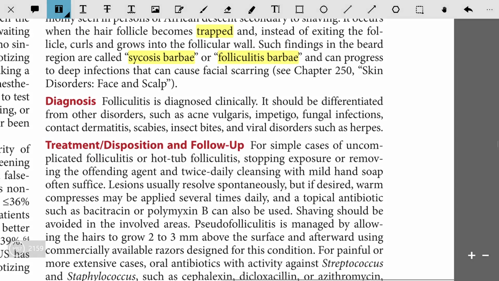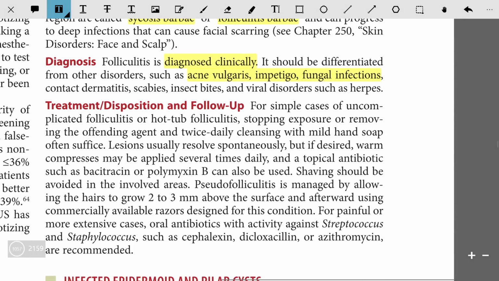How do you diagnose folliculitis? Mainly clinical. It should be differentiated from other disorders such as acne vulgaris, impetigo, fungal infection, contact dermatitis, scabies, insect bites, and viral disorders such as herpes.